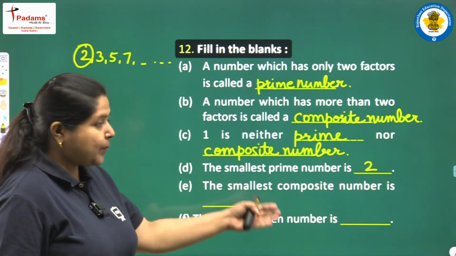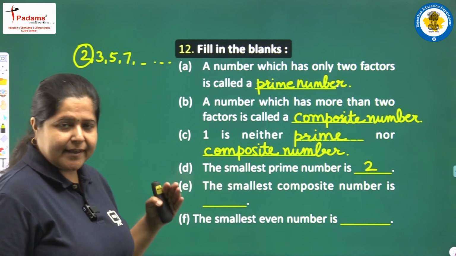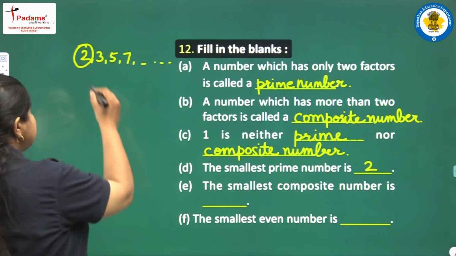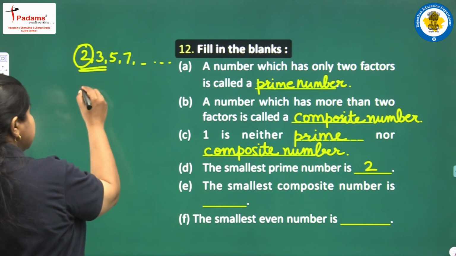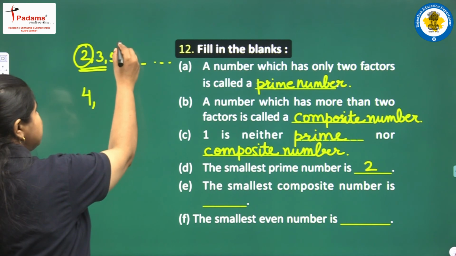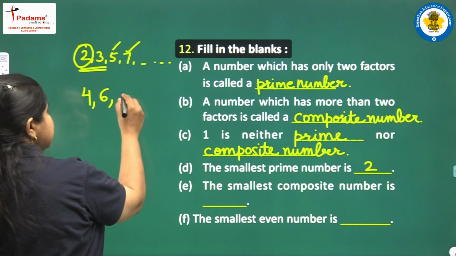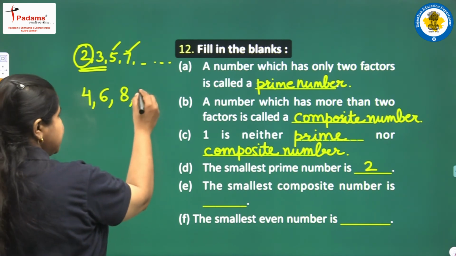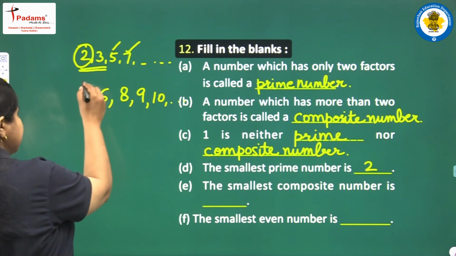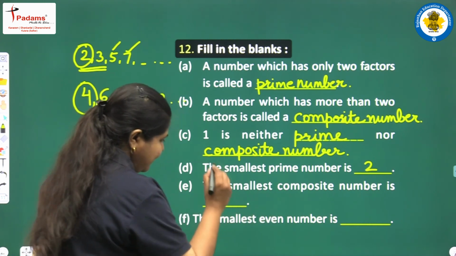The smallest composite number is, now we need to know the composite numbers. We know that 1 is neither a prime number nor a composite number, then 2 and 3 both are prime. So, the composite numbers will start from 4, then 5 again is a prime number, 6 is the next composite number, 7 is again prime, then 8 is the next composite number, 9, 10 and so on. So, which is the smallest composite number? It's 4, and so we can write here 4.